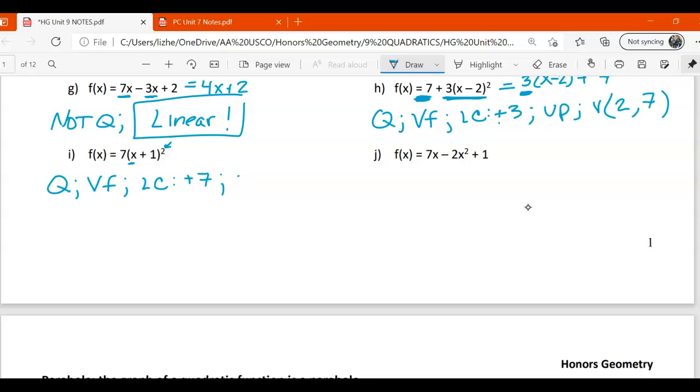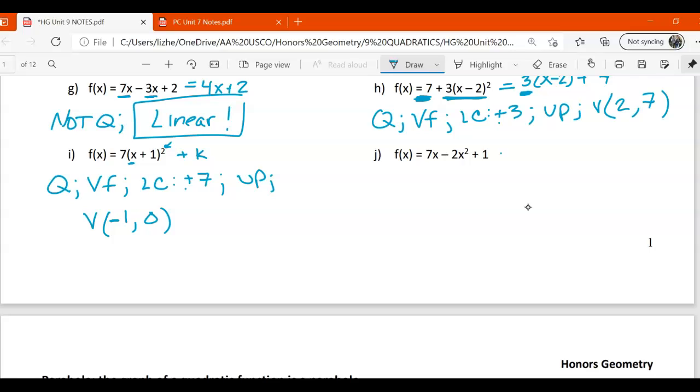It will open up because it is a positive there. And finally, what is the vertex? Well, this is my h value and the sign change. So this has to be a negative 1. And what's k out here? Remember, k would be right there. 0. There is no k, so it's 0. All right. Finally, j.